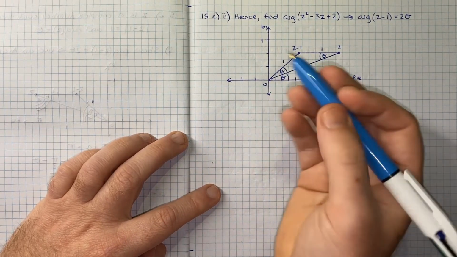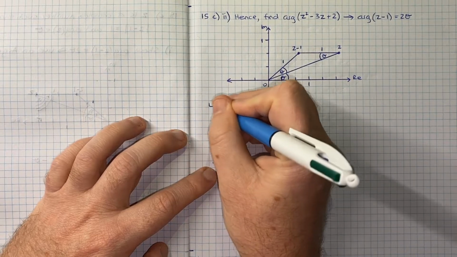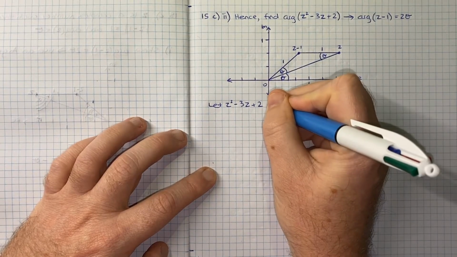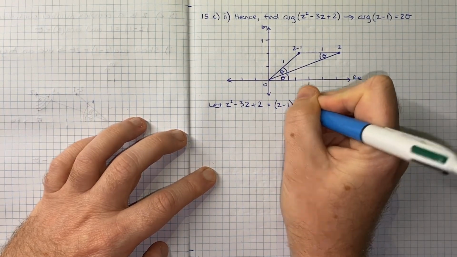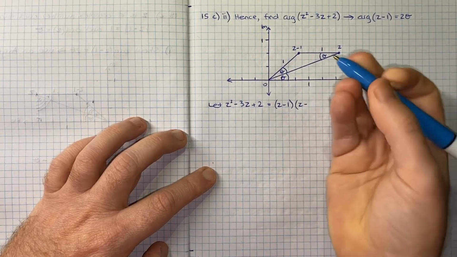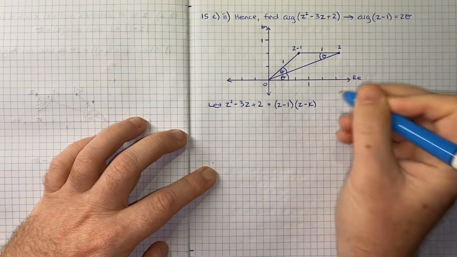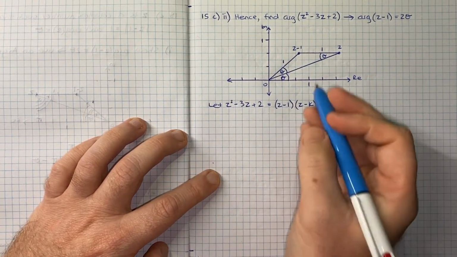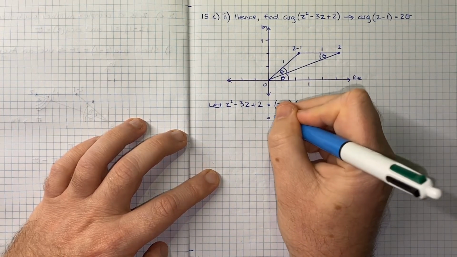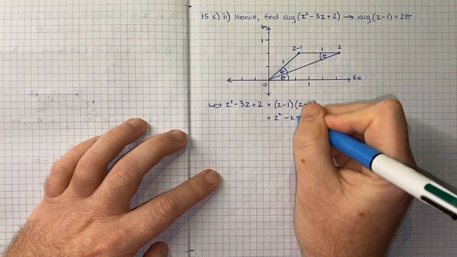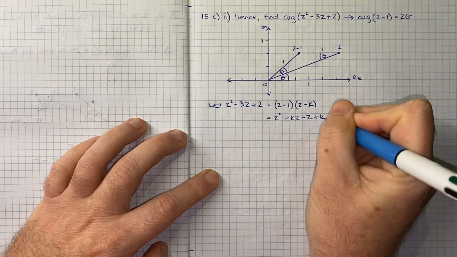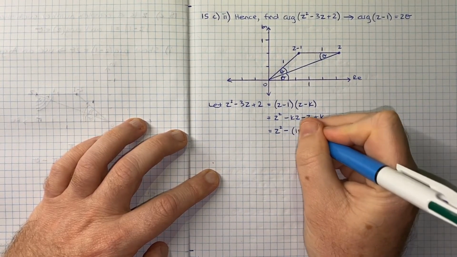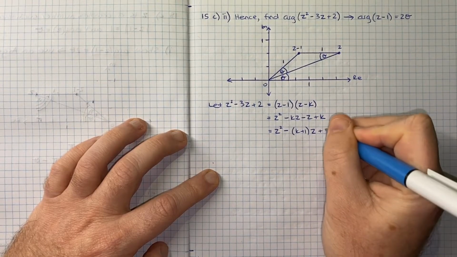So as a starting point, what we can do is let our quadratic z squared minus 3z plus 2 be equal to z minus 1 times z minus some other constant I'll call k, and we just want to work out what k should be so that we've got these two factors. So let's expand the right hand side, so we'll get z squared minus kz minus z plus k, and then we can write that as z squared minus (k plus 1)z plus k.